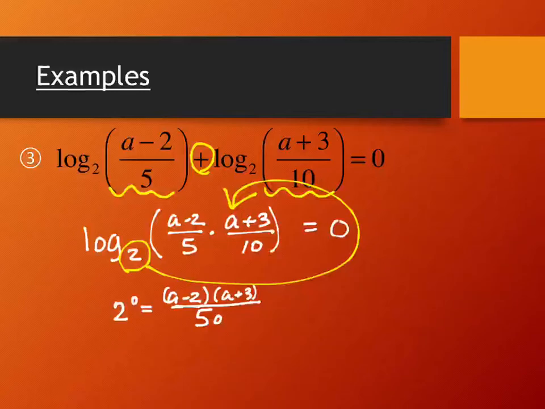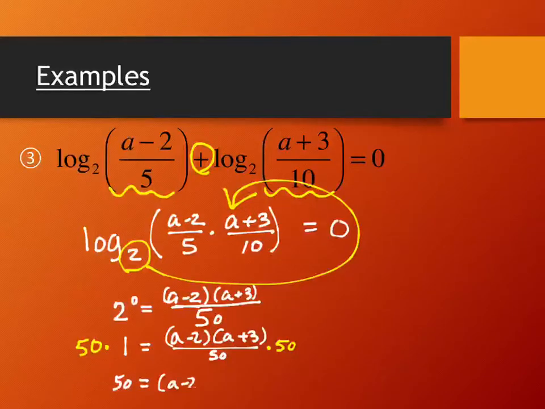Now, do you remember what 2 to the 0 power is? 1 is right. So I have 1 equals, I'm going to still leave this as (a minus 2) times (a plus 3) for the moment, over 50. Any thought about what I might want to do next? Multiply by 50? Yes, we want to multiply by 50. And pretty soon we are going to have to multiply that numerator out. So I have 50 on the left, and it equals (a minus 2) times (a plus 3).